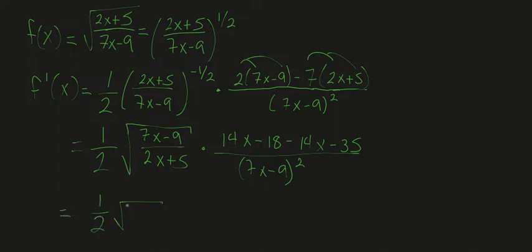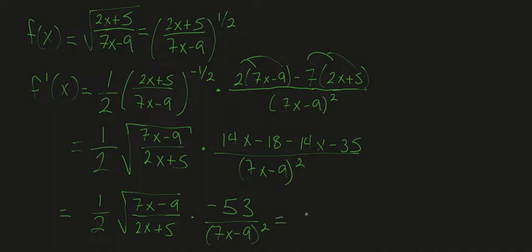If we continue to simplify, we're going to get half times the square root of (7x minus 9) over (2x plus 5) times. Now we're going to combine like terms on the numerator of this fraction. 14x minus 14x will be 0. Negative 18 minus 35 will be negative 53 over (7x minus 9) squared.